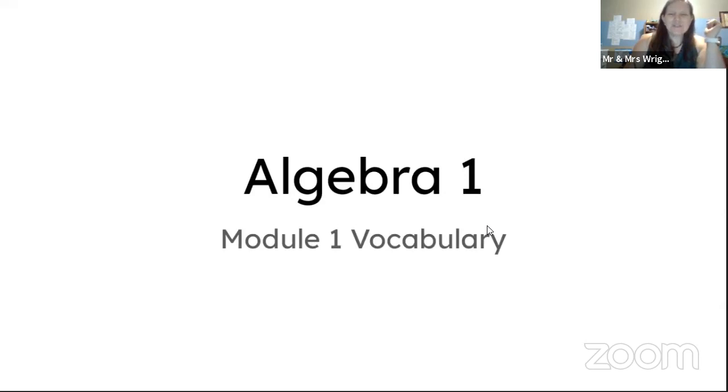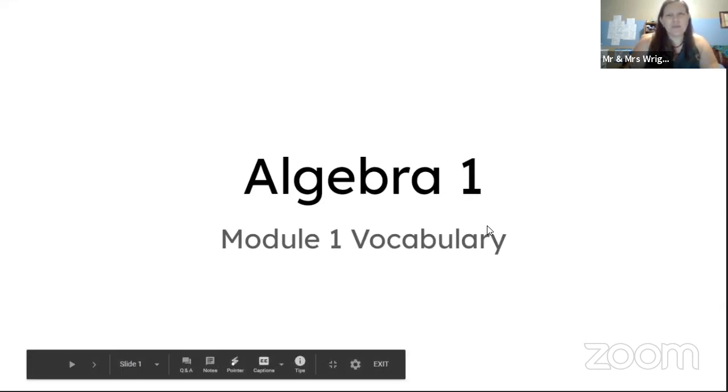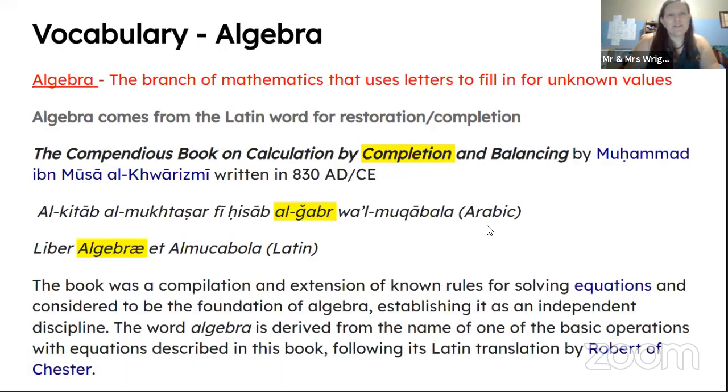Hello. So today we're going to be going through the Algebra 1, Module 1 vocabulary. Our first vocabulary word is the word algebra. Now, algebra, in its definition, is talking about a branch of mathematics. This particular type of mathematics uses letters to fill in for unknown values.